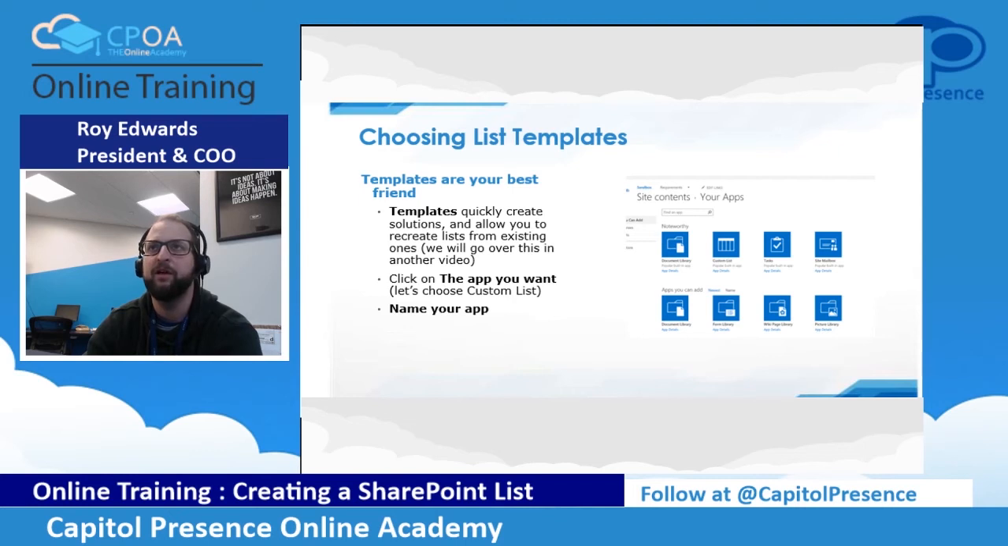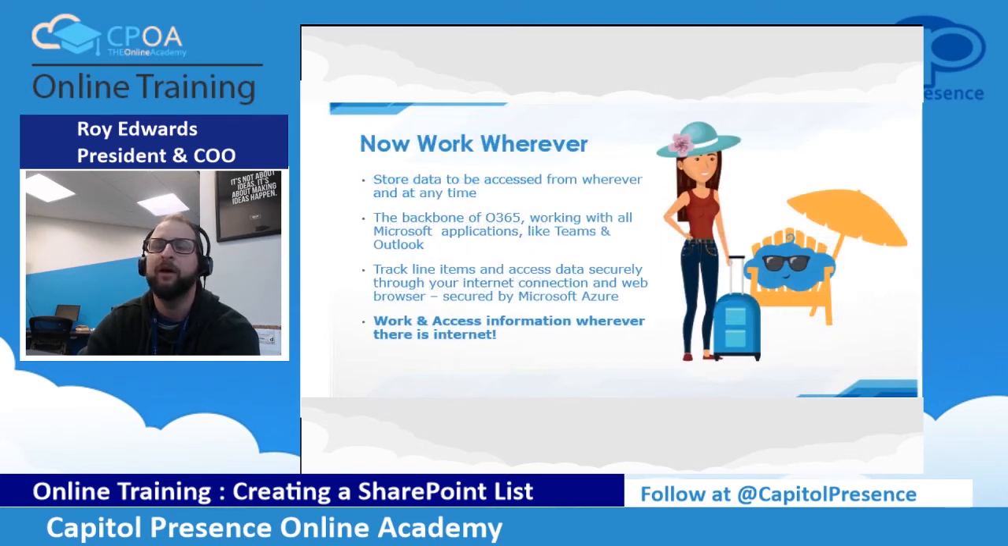You can customize it. Then from there, you can create your own templates, which would then show up in this area, so that you could create a list from, like we talked about a little bit earlier, something that's already been created and publish it across site collections. From there, you would then choose the app that you want and then name your application. So now you'd be able to work wherever.